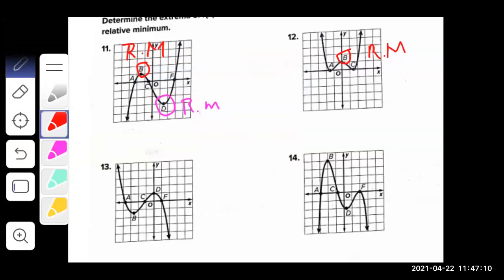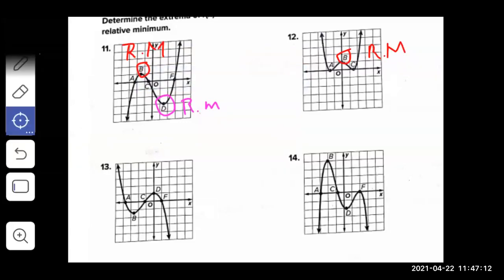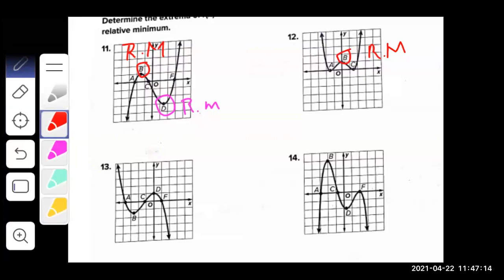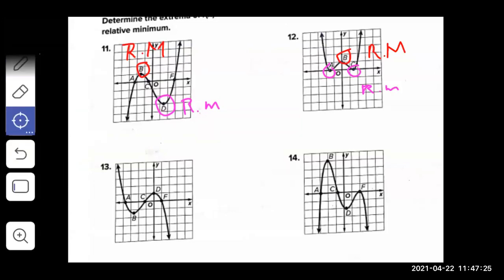And what is the relative minimum? What are the lowest values? A and C. Okay, both, this and this. Yeah, both of them. They are the relative minimum. That's correct.